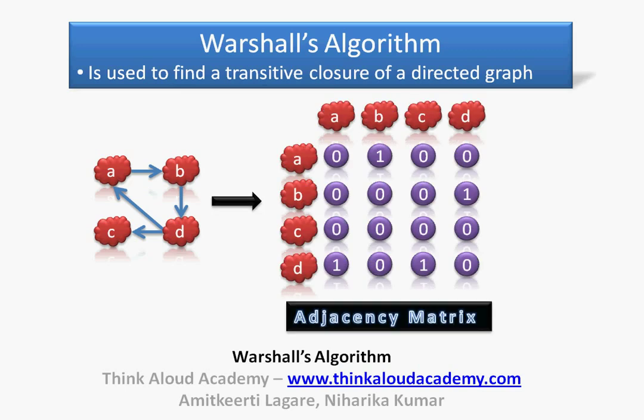Now, we can write something called an adjacency matrix out of this directed graph. Now, the adjacency matrix will have a value 1 if there is an edge between those two vertices. For example, A to B is a 1 in this matrix because there is an edge from A to B here. Similarly, B to D is a 1 because there is an edge from B to D. So this is an adjacency matrix of a directed graph. Our aim is to find a transitive closure for this.